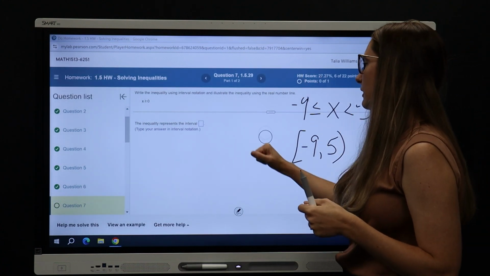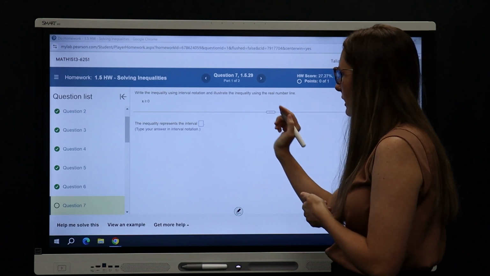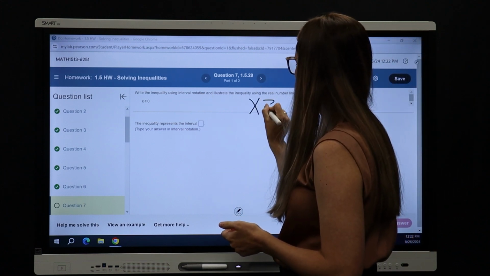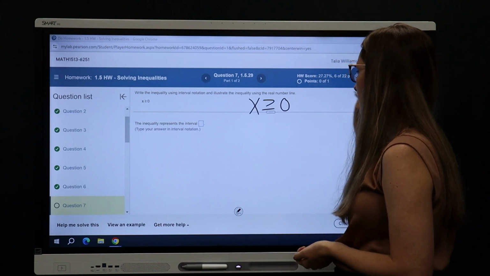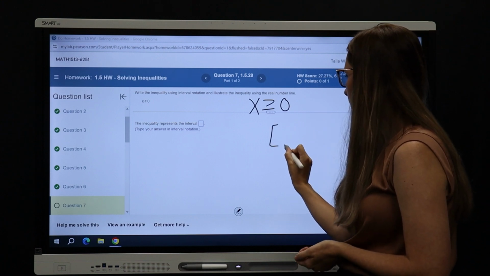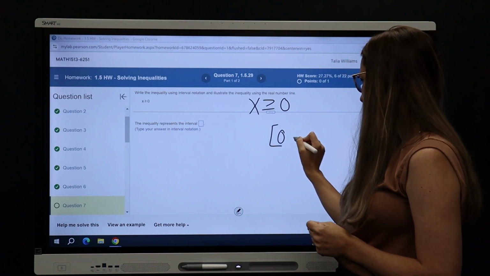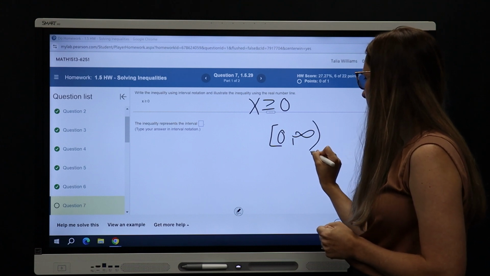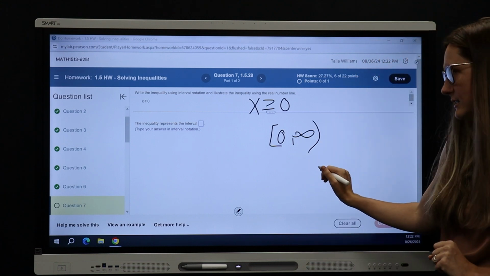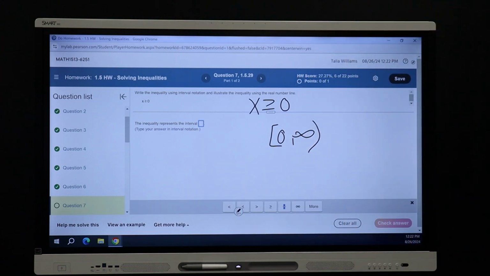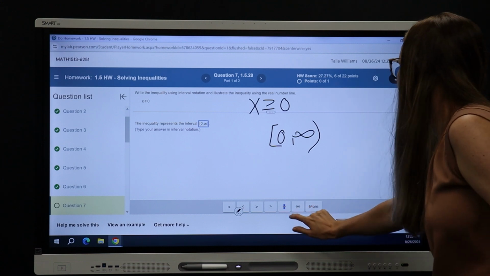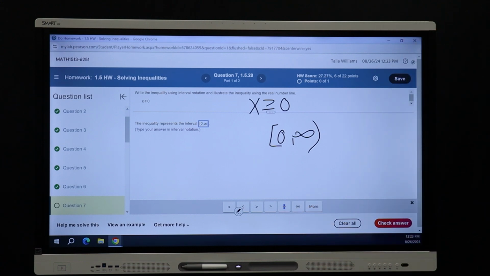All right, the inequality represents the interval. This is just x is greater than or equal to 0. So greater than means we're going to go to positive infinity up the number line. Equal to means bracket. And we're going to positive infinity. Infinity always has parentheses. So bracket 0 to infinity with a parenthesis.